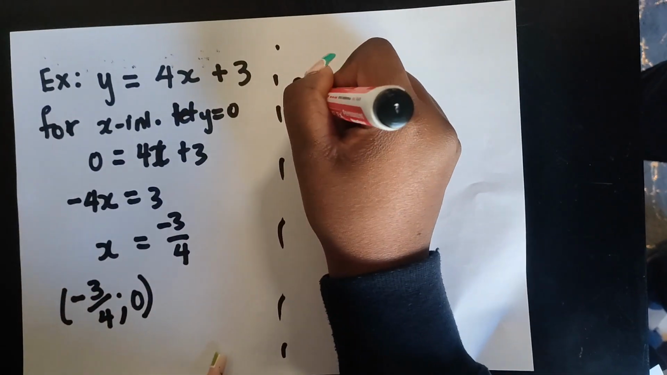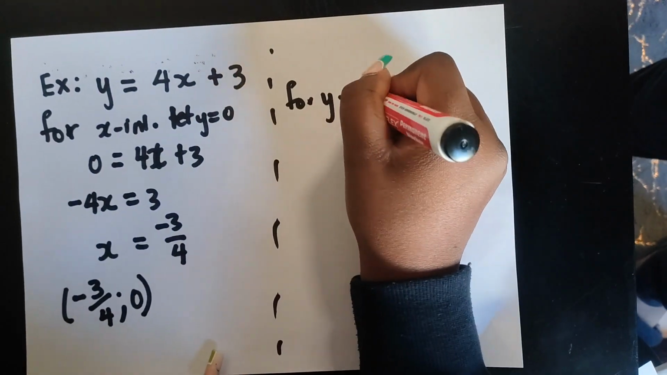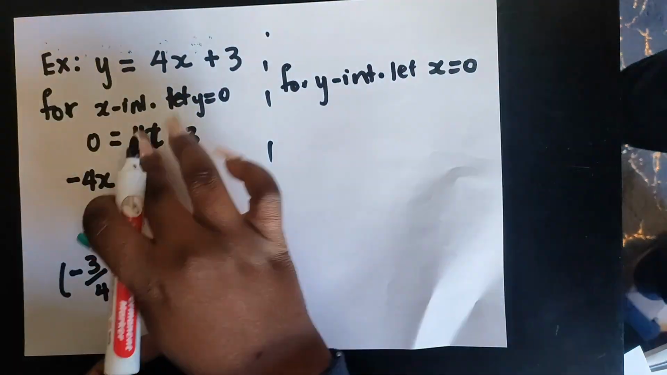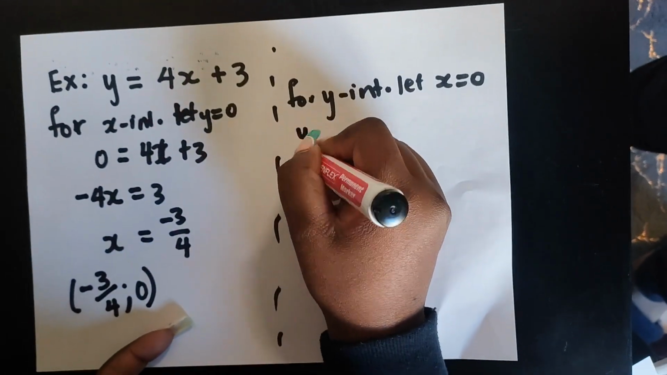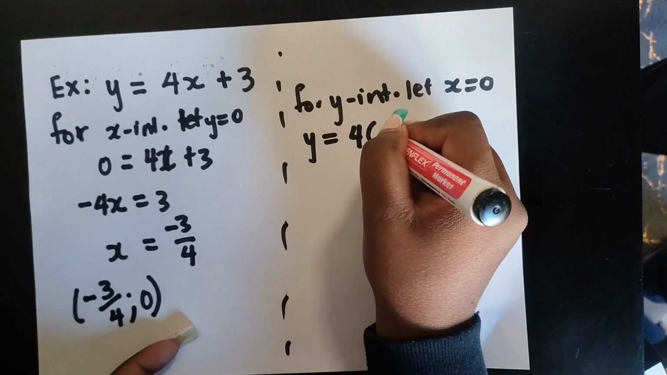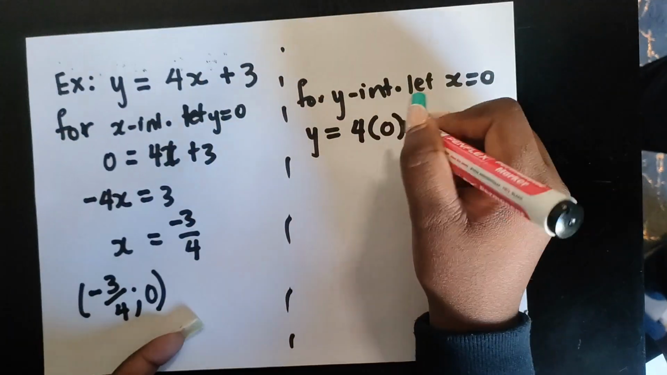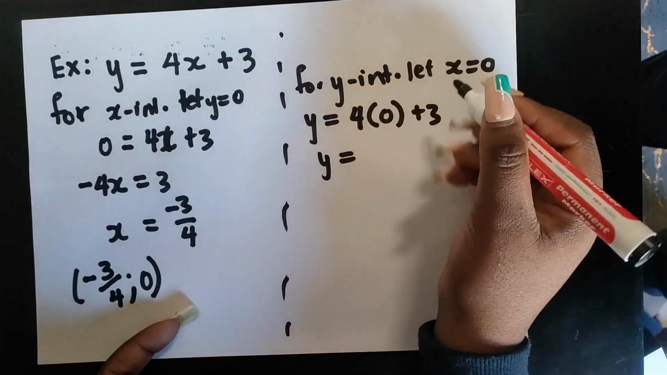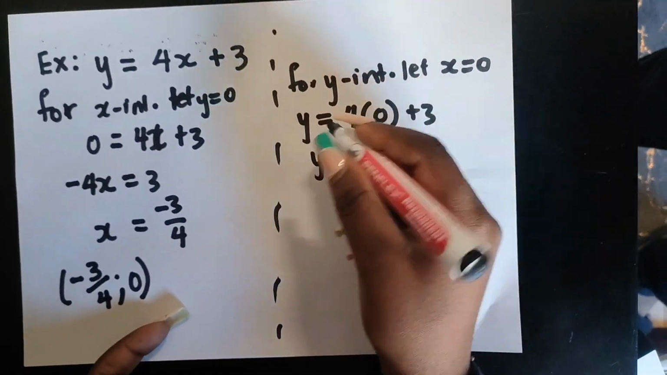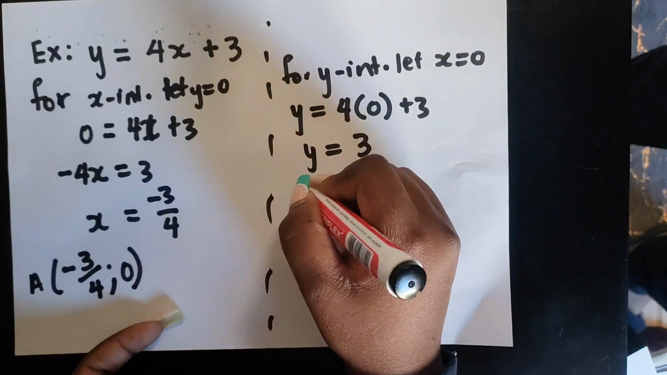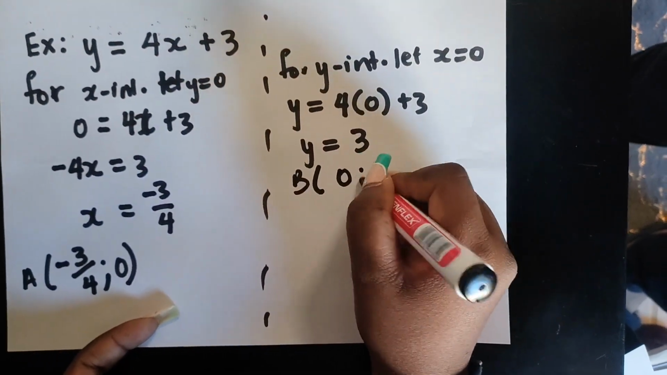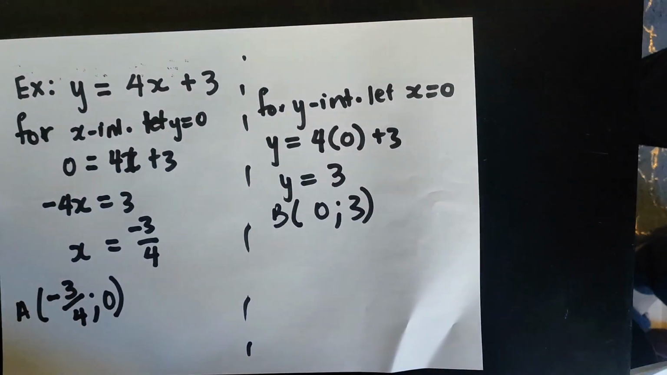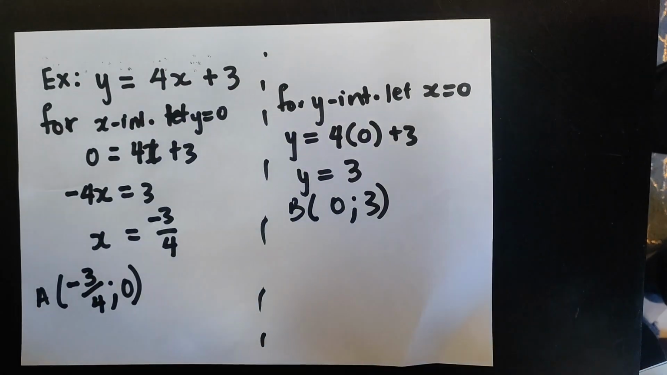So for y-intercept, let x be equal to 0, which is like the opposite. So we're going to have y is equal to 4 times 0 plus 3. Whenever there's x in our formula, we just put 0. 4 times 0 is 0, so y is 3. So that's point B, which is going to be 0 and 3. So now let's try and plot this graph.